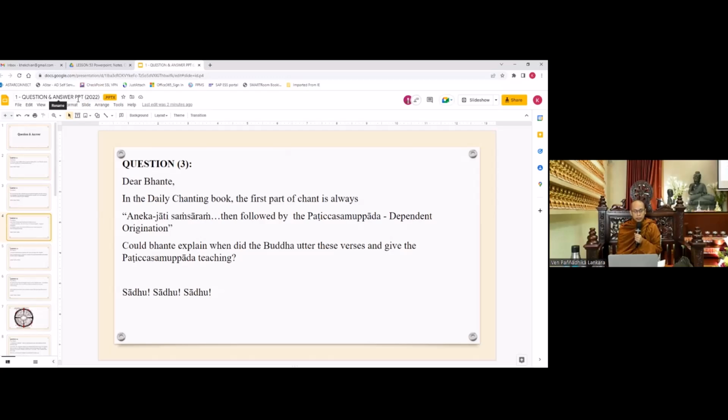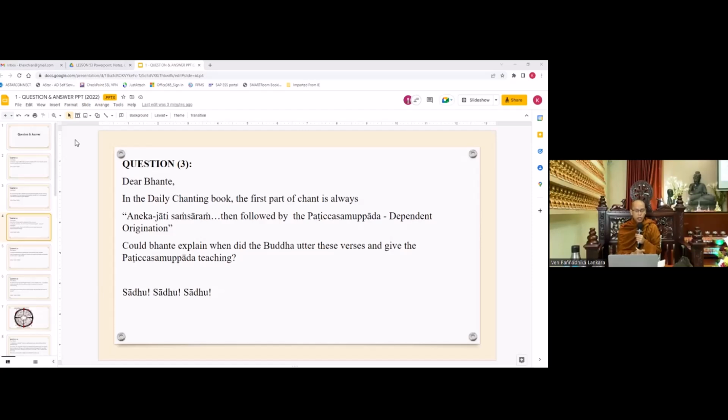So when he had attained enlightenment, he recited the rejoicing utterance, which is called Udana. So Aneka Jati Samsaram is the Udana. Because he attained enlightenment finally, at the end of the four incalculable periods of kappa and 100,000 kappa, he attained it after Aneka Jati Samsara.